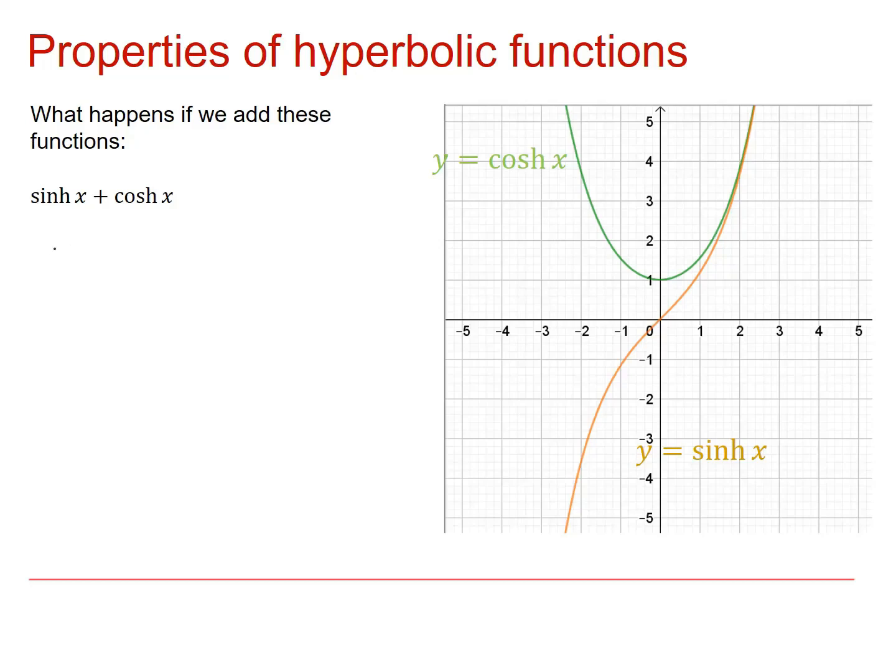What happens if we add these functions? Well, if we look at sinh x, which is e to the x minus e to the minus x over 2, plus cosh x, which is e to the x plus e to the minus x over 2, I think you can see that these bits are going to cancel out, and we're going to get left with 2e to the x over 2. In other words, we're going to get just e to the x. What about dividing them?